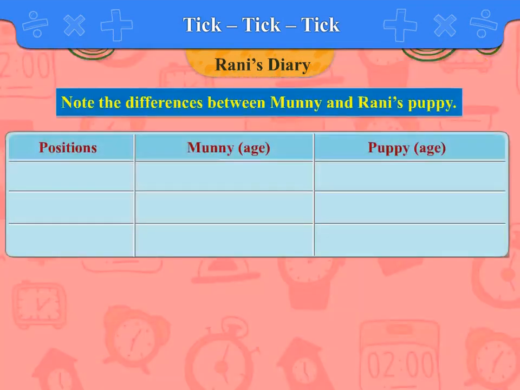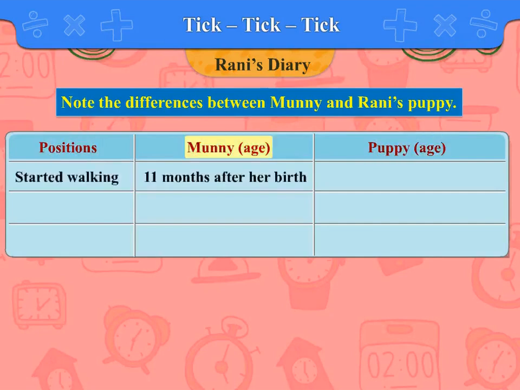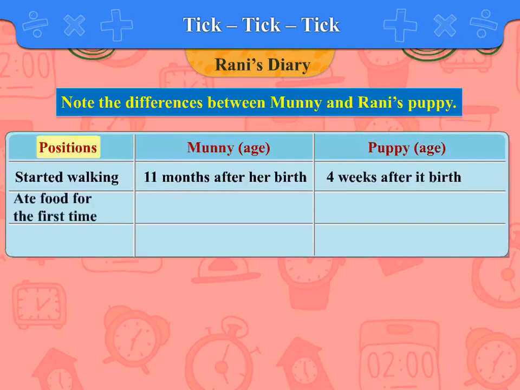Note the differences between Muni and Rani's puppy. Positions: Muni, age; puppy, age. Started walking, 11 months after her birth; 4 weeks after its birth. Ate food for the first time, 6 months after her birth; 3 weeks after its birth.